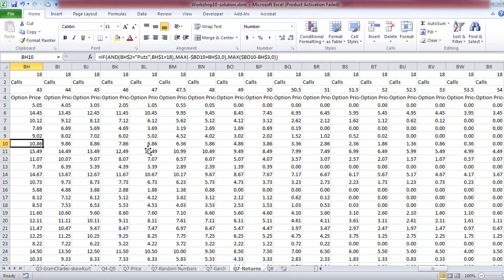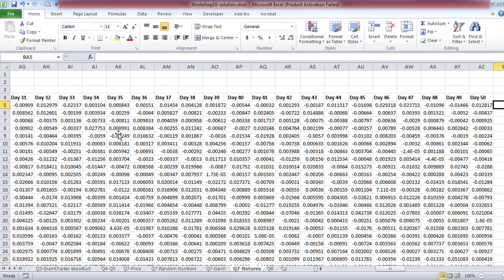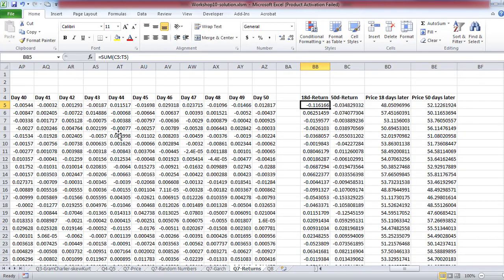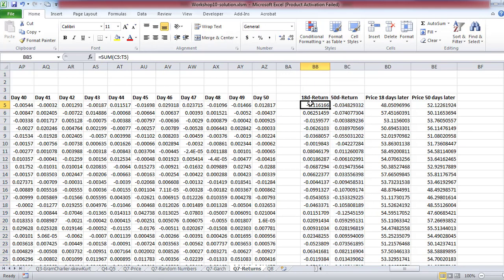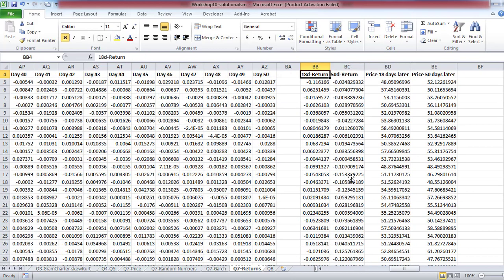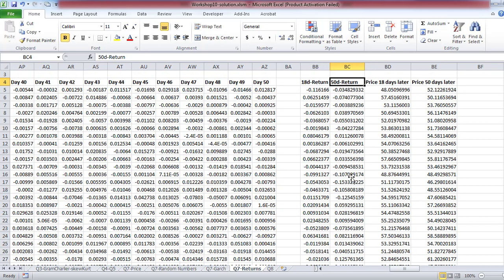Here I come. Let me go here all the way to the left. So I create my returns for my whole period. Now these are daily returns, which means that at the end of 18 days and 50 days, you're going to have two returns. So the 50-day return is just the sum of all 50 days. And you do that for each one of the scenarios. So then you're going to have 1000 scenarios for the 18-day return and 1000 scenarios for the 50-day return.